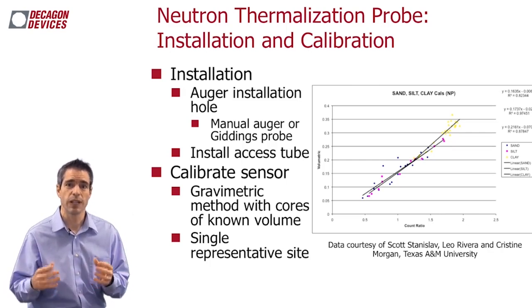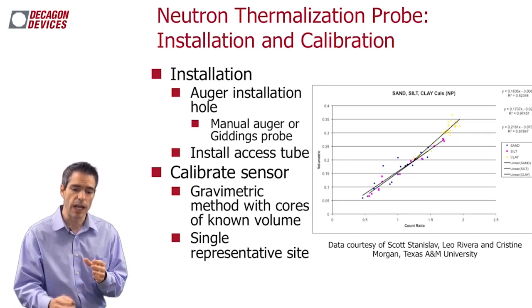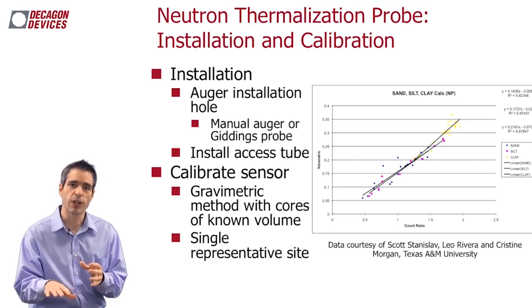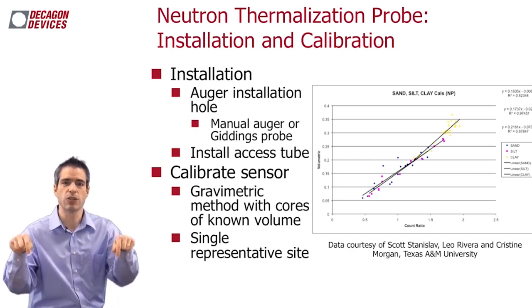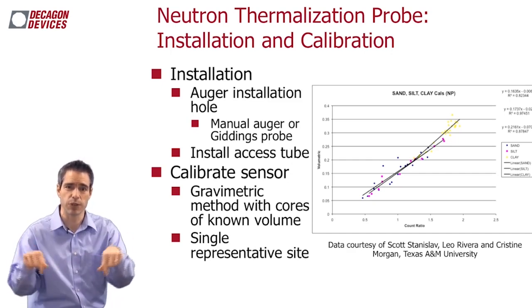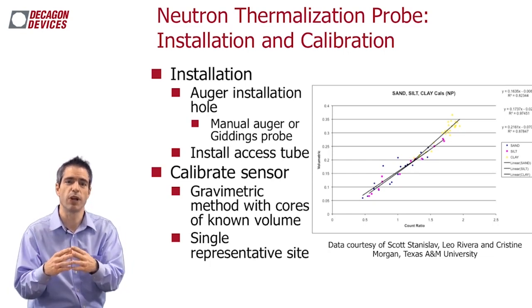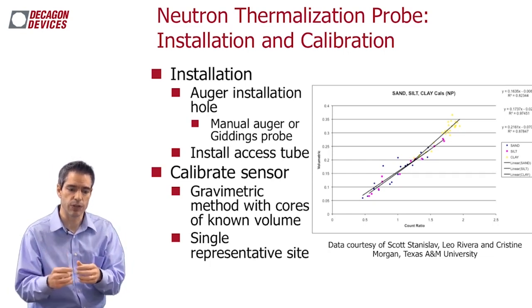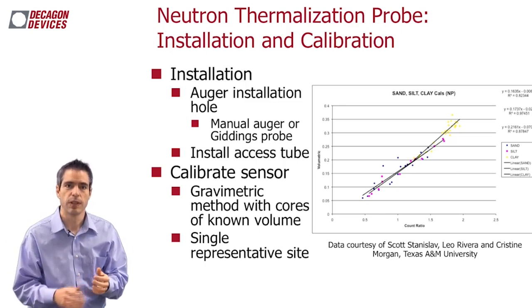What they used to do is go out in the field, install, as I'll talk about in a minute, an access tube for their neutron probe, make measurements at one location, and then take gravimetric measurements surrounding that neutron probe installation sleeve, and then they were able to make these calibrations.